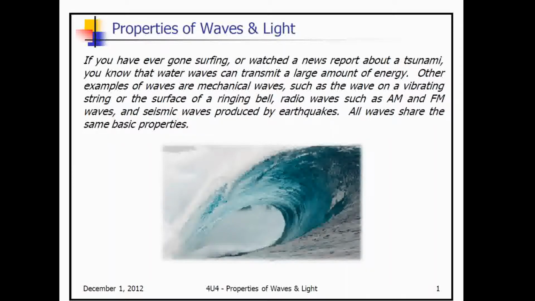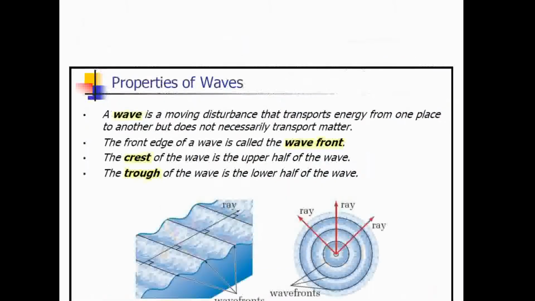It says, if you've ever gone surfing or you watched a news report about a tsunami, you know that waves can transmit a large amount of energy. Other examples of waves are mechanical waves, such as a wave on a vibrating string or the surface of a ringing bell, radio waves such as AM and FM waves, and seismic waves produced by earthquakes. All waves share the same basic properties. So we have very different types of waves, but a wave itself transmits energy. So it's the movement of matter, and through that movement of matter we have a transmission of energy.